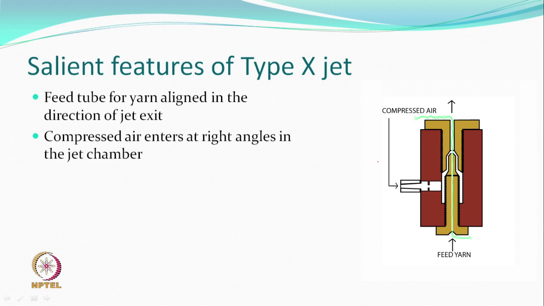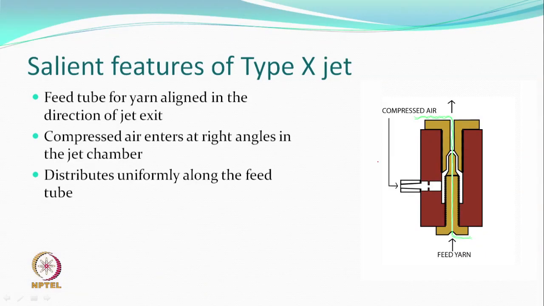The compressed air enters at right angles in the jet chamber. So, there is this jet chamber. It distributes uniformly all along the feed tube, but converges. So, the overall volume through which it is going to enter is being reduced, and so again velocity will increase, turbulence will increase, and so drag will increase, and hopefully all the kind of entanglements etc. would also increase.